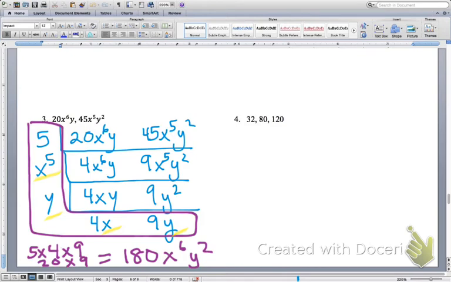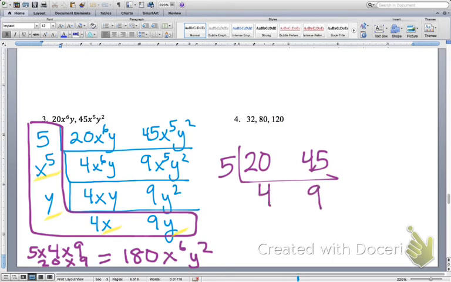Now, one quick way of thinking of the LCM for the variables, if this was confusing for you, like counting the y's, one quick way you can do this for future reference, I'm going to write this on the side. You can just do the numbers only, ignore the variables, and then just multiply them. So just do it without the variables, and that's still going to give you the 180.